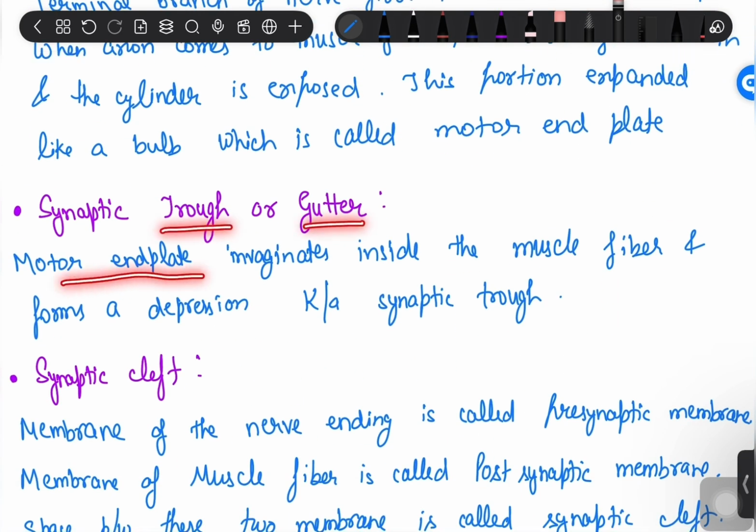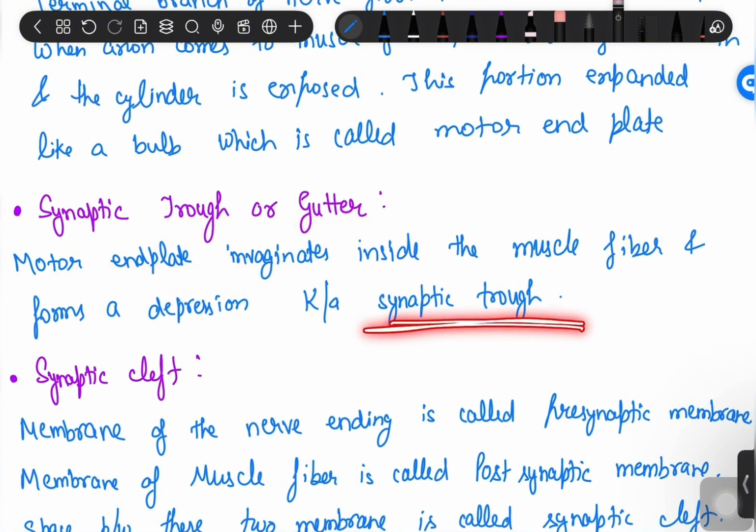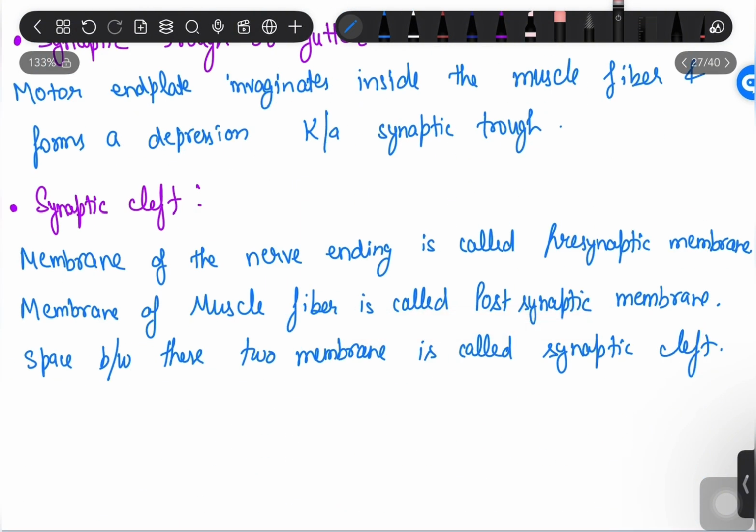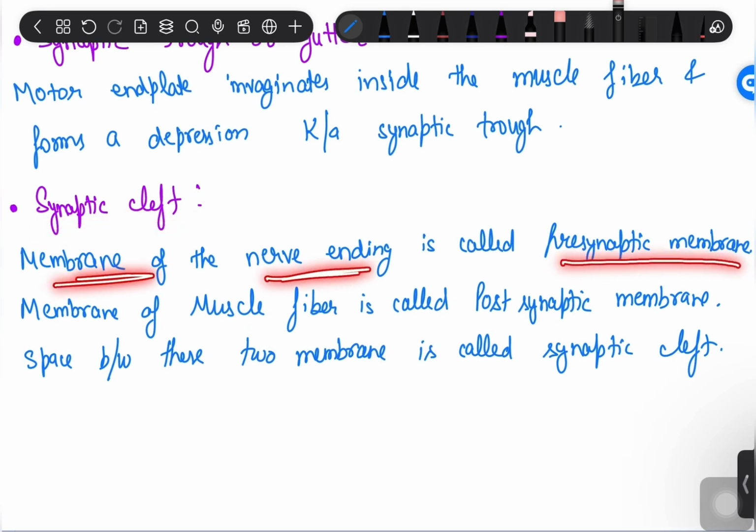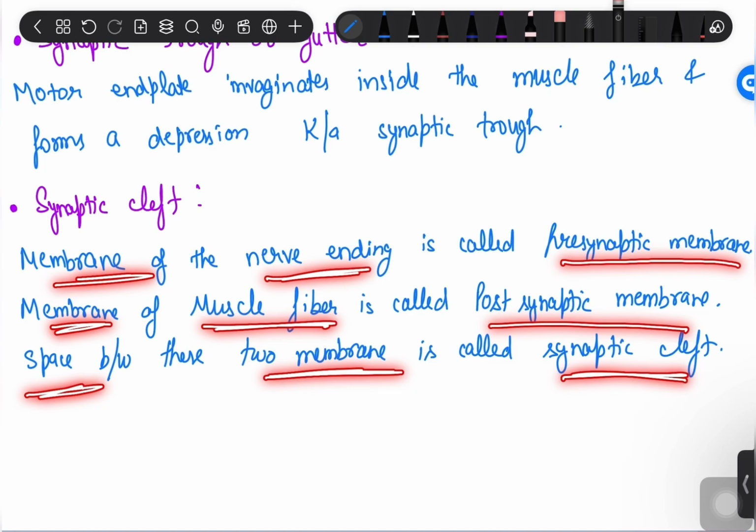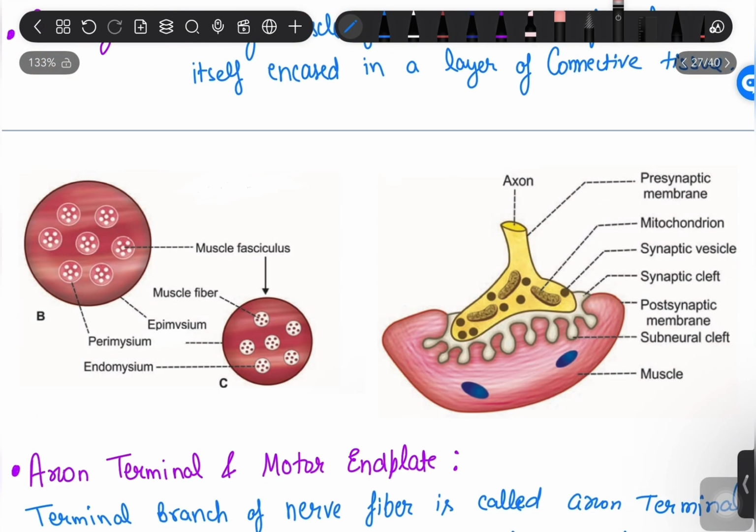Now the motor end plate invaginates inside the muscle fiber and forms a depression known as a synaptic trough. Then we have the synaptic cleft. The membrane of the nerve ending is called the presynaptic membrane, and the membrane of the muscle fiber is called the postsynaptic membrane. The space between these two membranes is called the synaptic cleft. Don't worry, we will see this in the diagram. You can see it here.